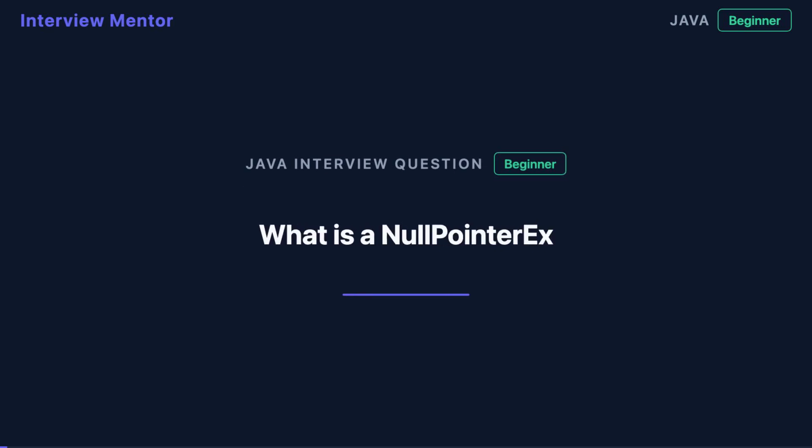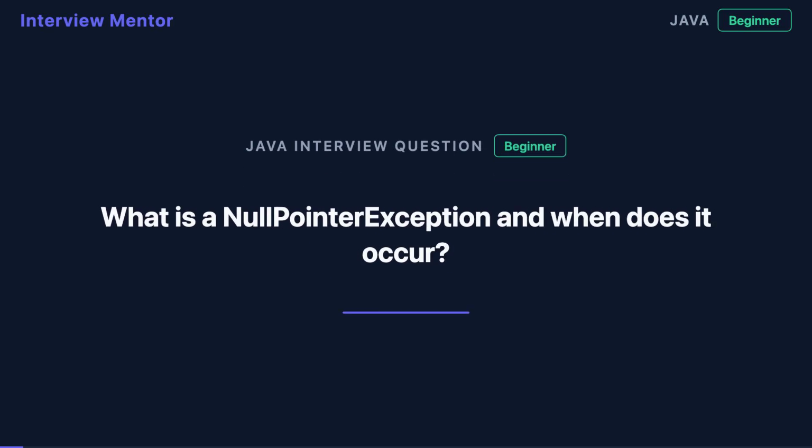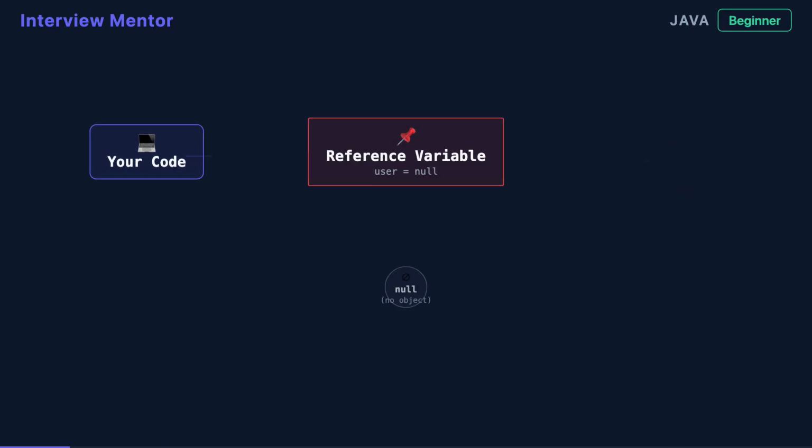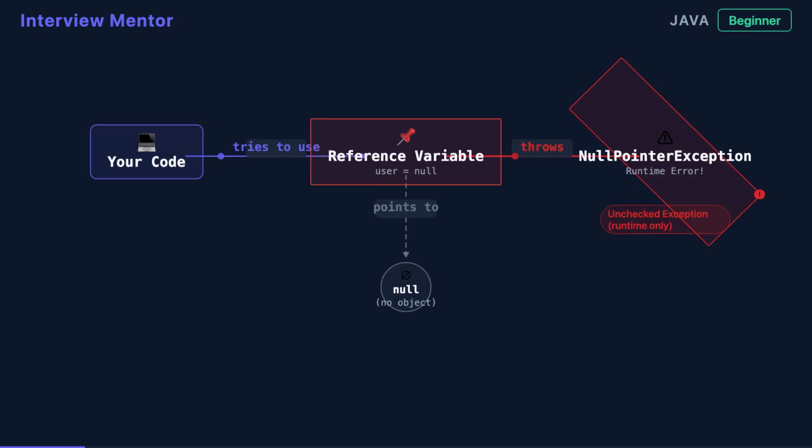Null pointer exception. Every Java developer has seen this error crash their program at least once. But what exactly is it, and when does it strike? A null pointer exception is a runtime error that occurs when your code tries to use a reference variable that points to null, meaning it doesn't reference any actual object in memory.